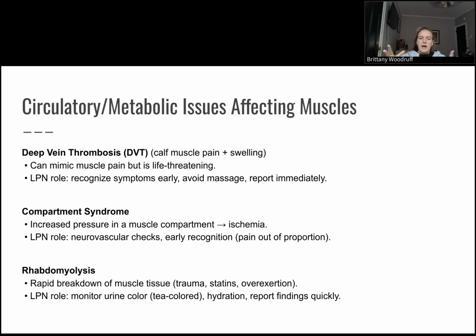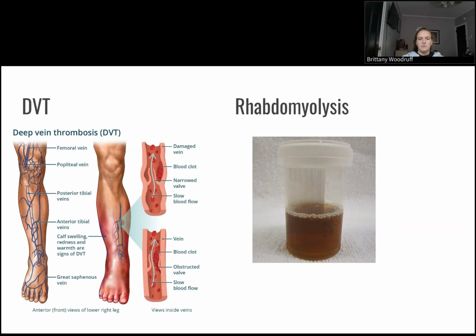With rhabdomyolysis, as the muscle tissue breaks down, you get waste products, things that your body doesn't want, okay? And they stain your urine tea-colored. I've heard it called Coca-Cola urine as well, and I'm going to show you a picture of it in a second. So you want to monitor that urine color. You want to make sure the patient's staying properly hydrated, and you want to update the supervising doctor as much as they tell you to.